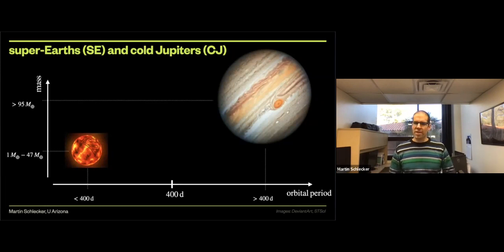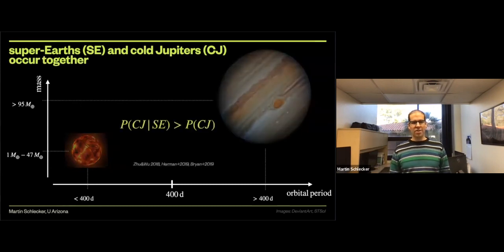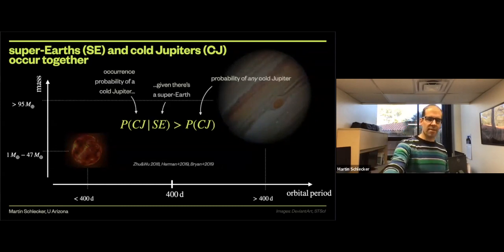So these observational studies that we wanted to compare our simulations with found a very interesting trend. They counted numbers of systems that had either one of these planet types or both of them detected, and they found that there's an enhanced cold Jupiter occurrence in systems that also have a super Earth. Mathematically, this means that the conditional probability of having a cold Jupiter, given that there's a super Earth in the system, is higher than the probability of finding this cold Jupiter in any random system.